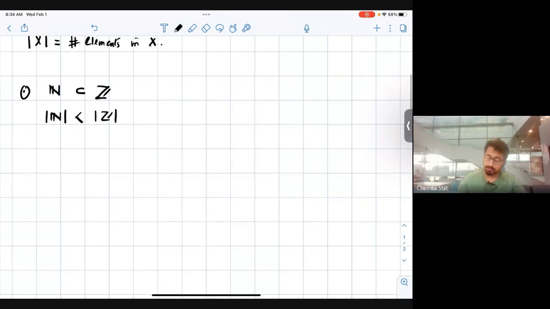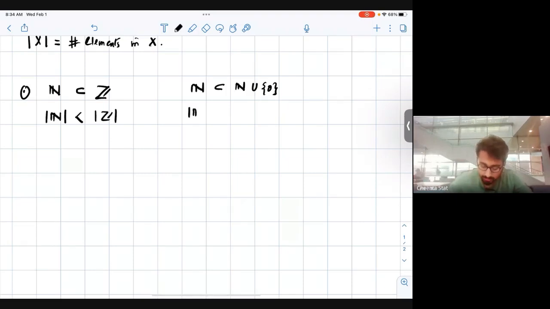You can also understand it like this: the set of natural numbers is a strict subset of the natural numbers union 0. So you take the whole numbers: 0, 1, 2, 3, 4. Do you think the size of the natural numbers is less than the size of the natural numbers union 0? What do you think, guys?